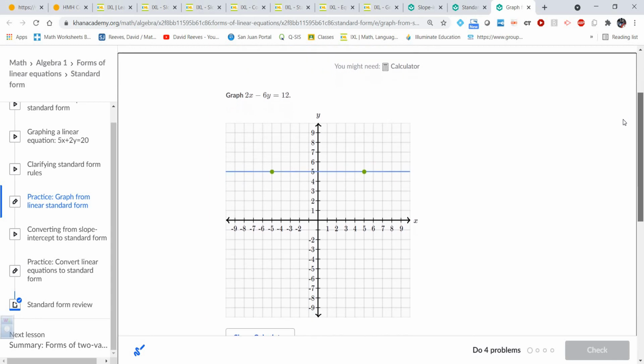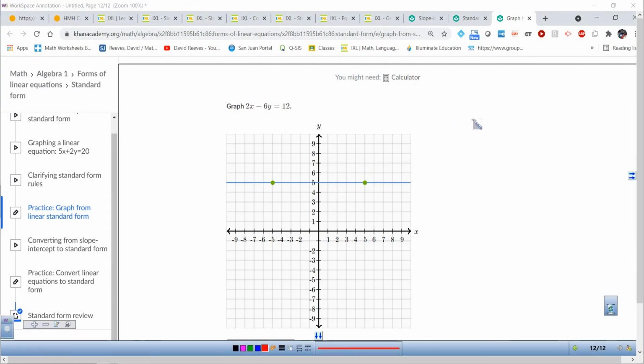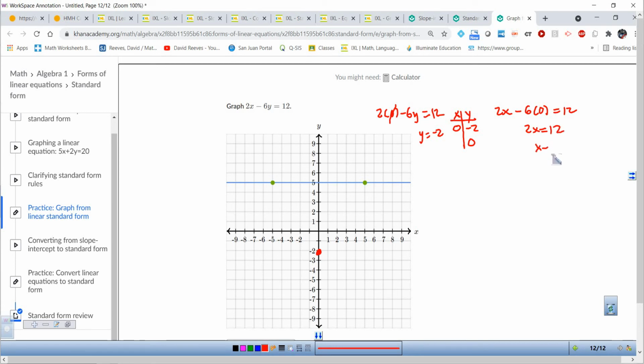2x minus 6y is equal to 12. Again, if I were to do this, I would make my mini table here. I'm going to put in 0 for x and 0 for y. So I've got 2 times 0 minus 6y is equal to 12, and over here, I'm going to have 2x minus 6 times 0 is equal to 12. This one gives me negative 6y is 12, so y is going to be negative 2. That's going to be my y-intercept. This one right here is going to give me 2x is equal to 12, so x is equal to 6.